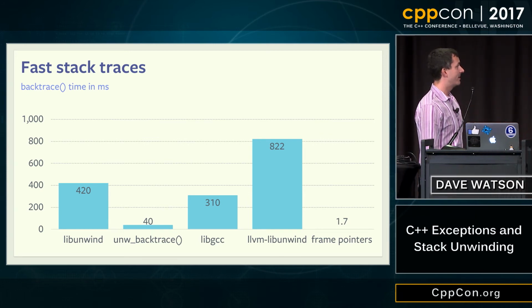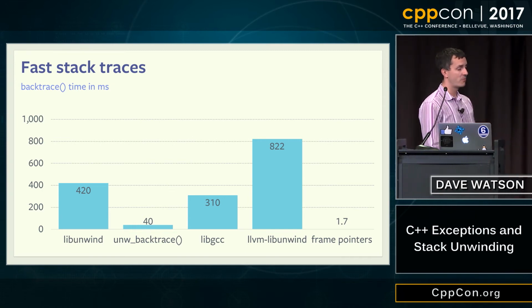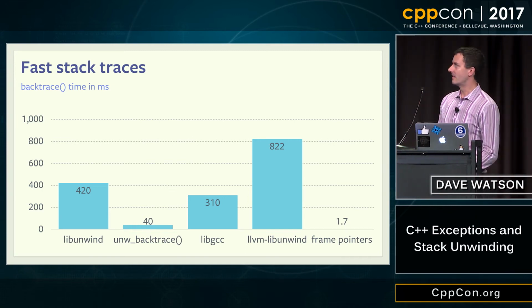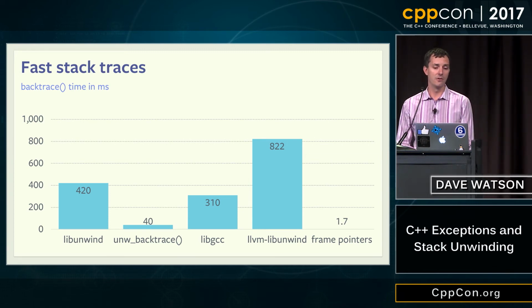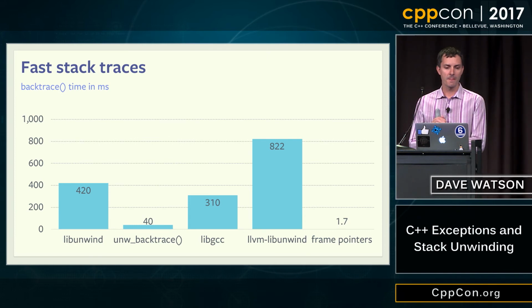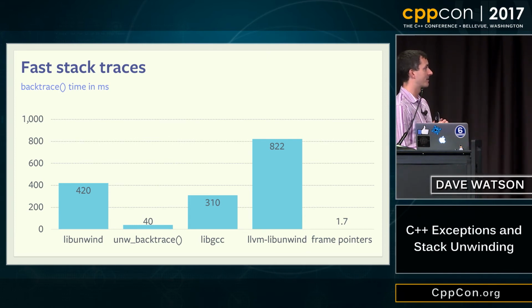So here's libunwind. It is a little bit slower than libgcc, but not too much. And LLVM's libunwind is much slower. It looked like when I was trying to profile a little bit that the parsing of the dwarf was taking longer, although I'm not 100% sure why. I am sure why libunwind is so much slower.